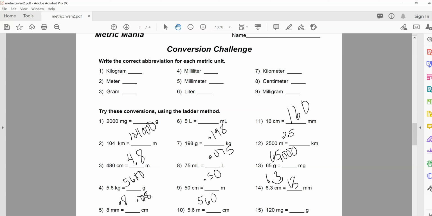120 milligrams to grams. Milligrams is 3 less than grams. So we're going to move it to the left 3 spots or divide by 1,000. So it's going to be 0.120 grams. Remember, you have to always write the unit behind the number to ensure that you get credit.